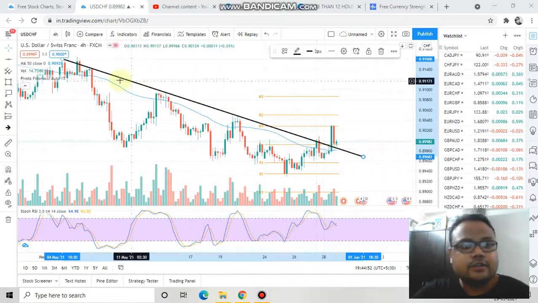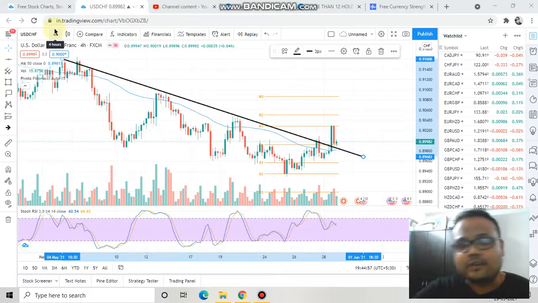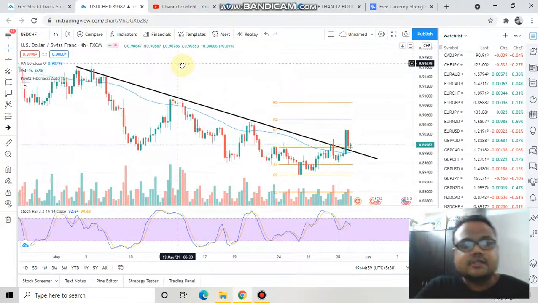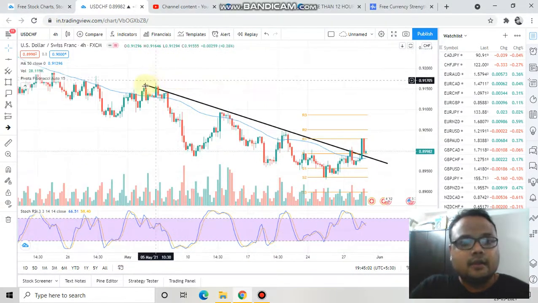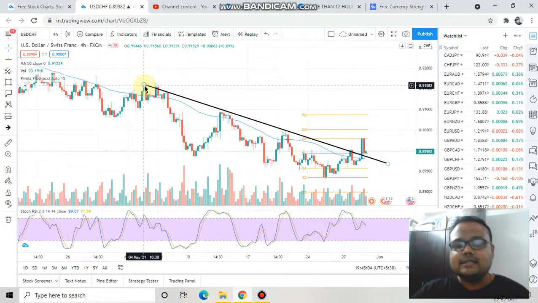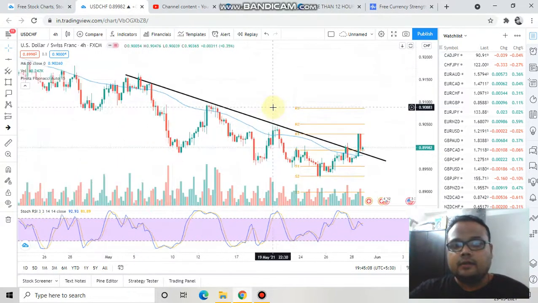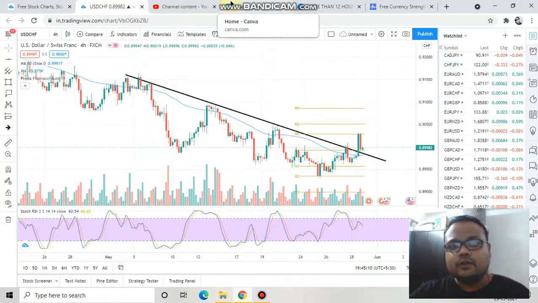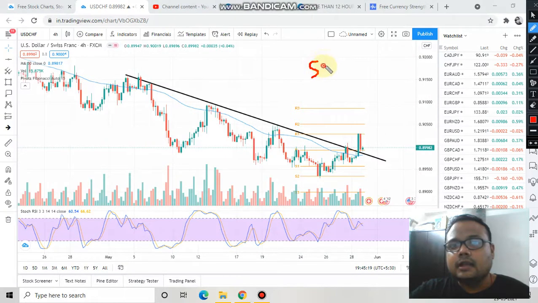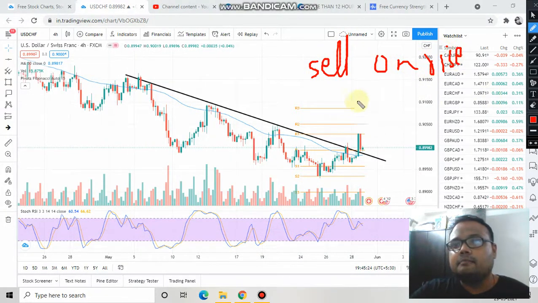So this is the chart of US dollar Swiss franc, and as you can see, I am in the Forex time frame, my favorite Forex time frame. If we just look at the chart, we can easily see that market is in downtrend. There's no doubt about it. Market is in downtrend, and as we all know, trading in a trending market is always easier because whenever market is in downtrend, we get sell on rise market.